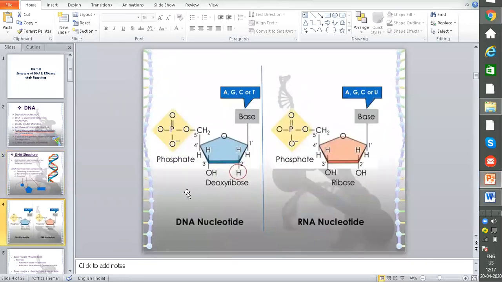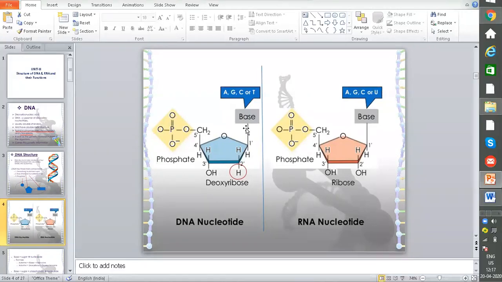And if you compare the nucleotide difference between DNA and RNA, this is the DNA nucleotide, which has only a hydrogen group at the second position of the ribose sugar. That means deoxy: the hydroxy group is absent at the second position. That's why this is called deoxyribose. Whereas in RNA, the hydroxy group is present at the second position. So this is the main difference between DNA and RNA.